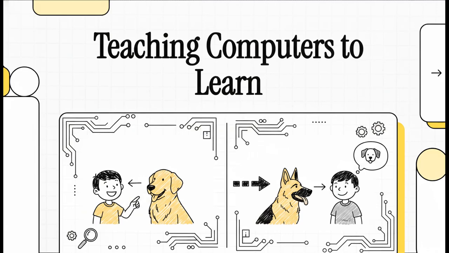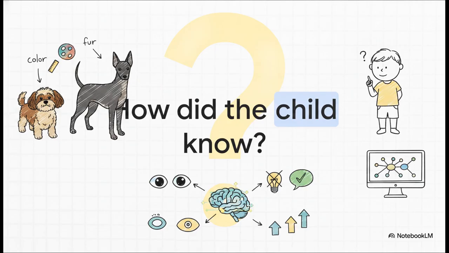Let's just kick things off with a quick thought experiment, okay? Imagine showing a toddler a golden retriever and then a German shepherd. Despite the massive differences in size, shape, and fur, their brain effortlessly generalizes the concept of a dog. They just know it, instantly, with zero explicit rules needed. So how did they actually pull that off?